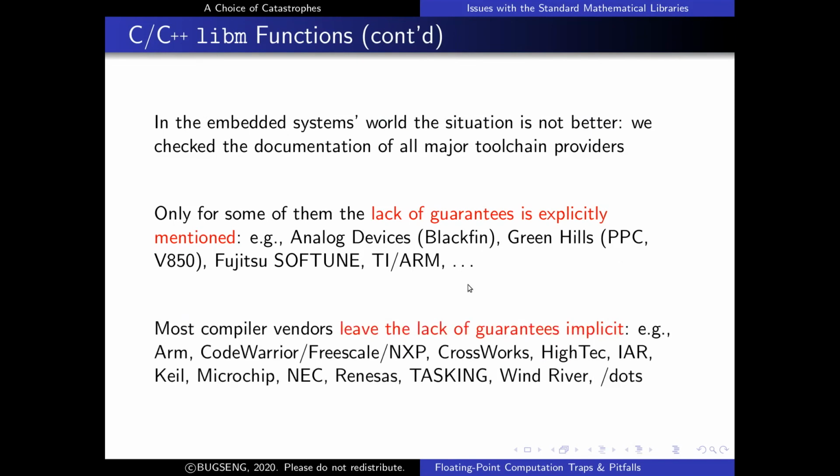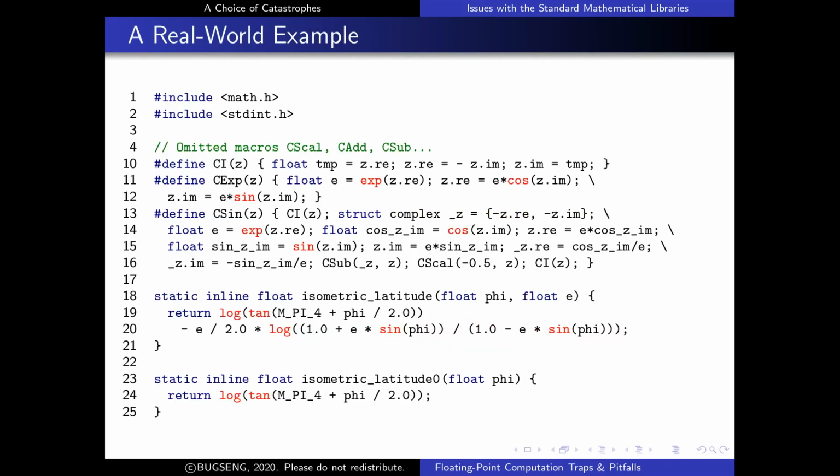But the majority of compiler vendors leave the lack of guarantees implicit, so basically they say nothing. So we have checked basically all of them. Okay, so why is this important? This is an example. You are not supposed to read it.